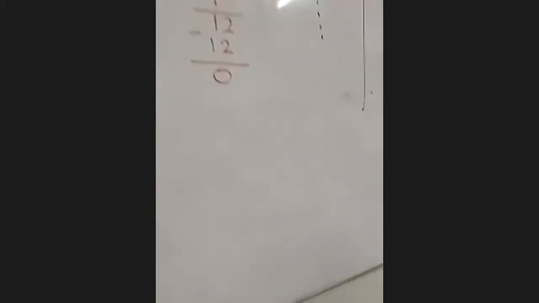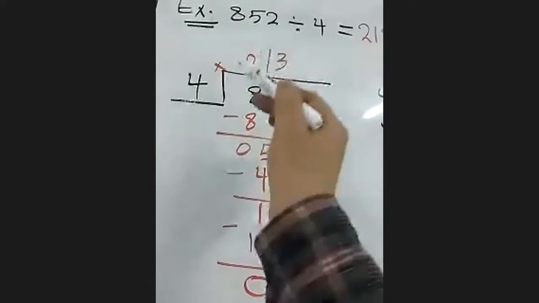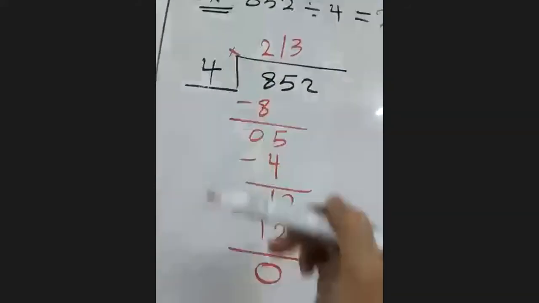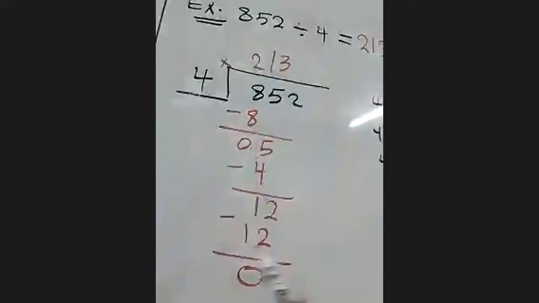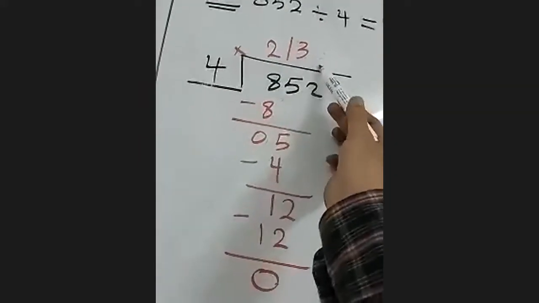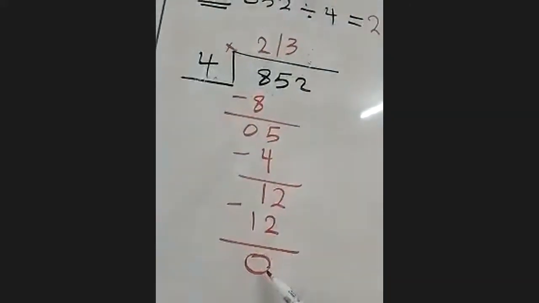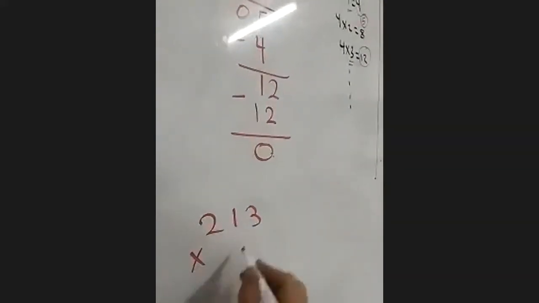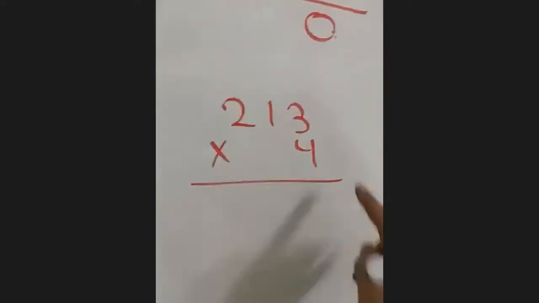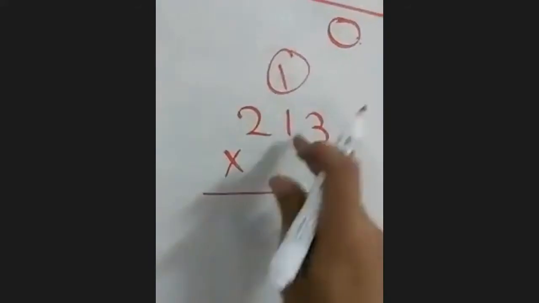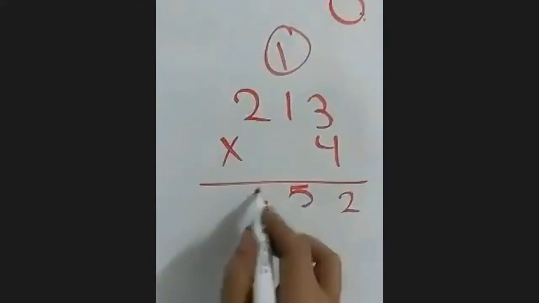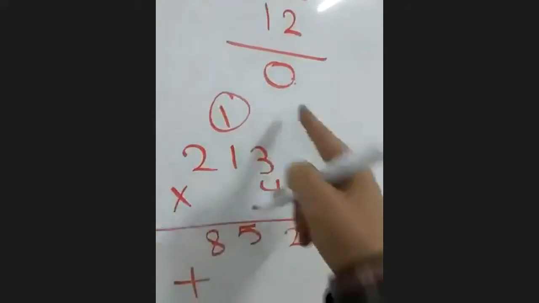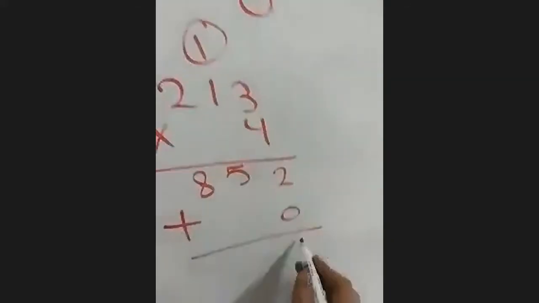To check our answer, what we will do, we will multiply 213 by 4, then add the remainder. Again, to check the division, guys, we multiply the quotient by the divisor, adding the remainder. So first we multiply the quotient with the divisor. 213 multiplied by 4. Let's multiply as we did before. 4 multiply 3, 12. 4 by 1, 4 with 1, 5. 4 by 2 is 8, right? Plus the remainder, which is 0. 0 comes here. Add still the same number.